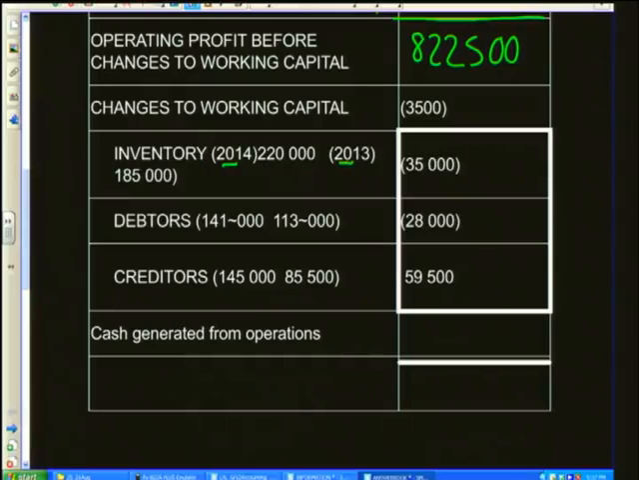2013, my inventory 185,000. So if I compare the previous year, which is 2013 to 2014, there's obviously been an increase. Remember, guys, you need to write this down. Increase in inventory. So I'm subtracting to get the increase, the increase being 35,000. In other words, the business spent more on stock this year, and therefore it's considered to be an outflow of cash, hence it is in brackets.